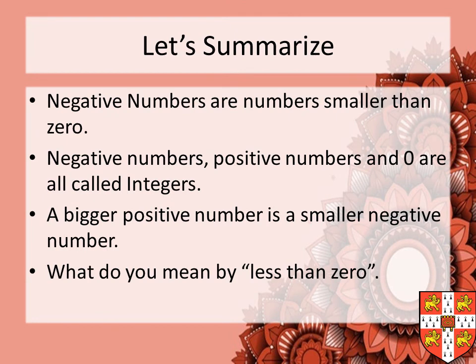To summarize: negative numbers are numbers smaller than 0. Negative numbers, positive numbers and 0 are called by a common name, integers. A bigger positive number is a smaller negative number. What do you mean by less than 0 or smaller than 0?